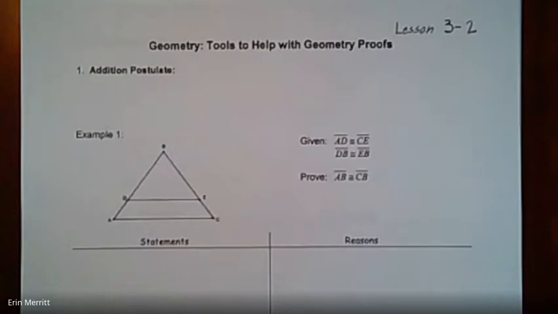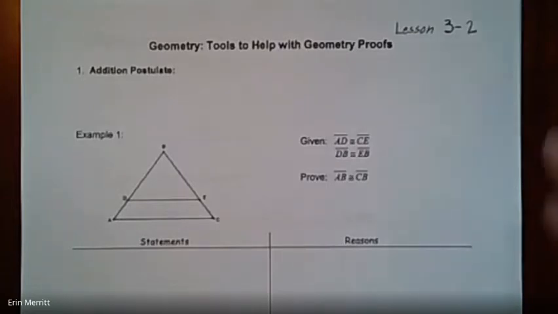Hello, geometry students. It's day 2 of proofs. So at this point, you've learned a whole bunch of reasons that we're going to be able to use throughout all the proofs that we do. What we are covering today are some somewhat specific reasons that we're going to be able to use, but it's kind of like a good mini proof starter, if you will.